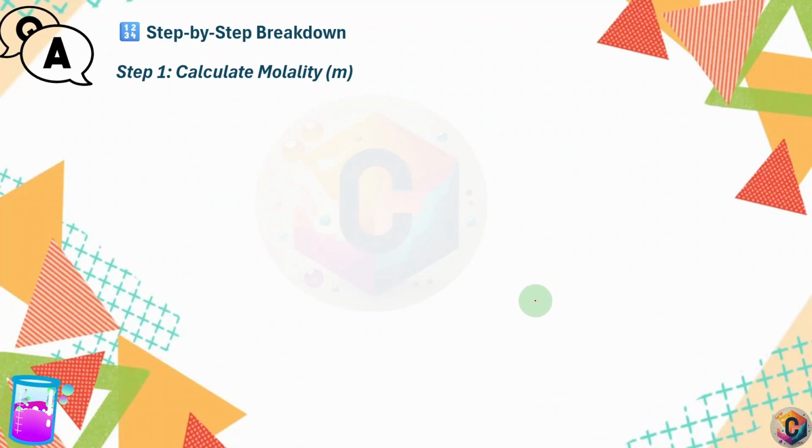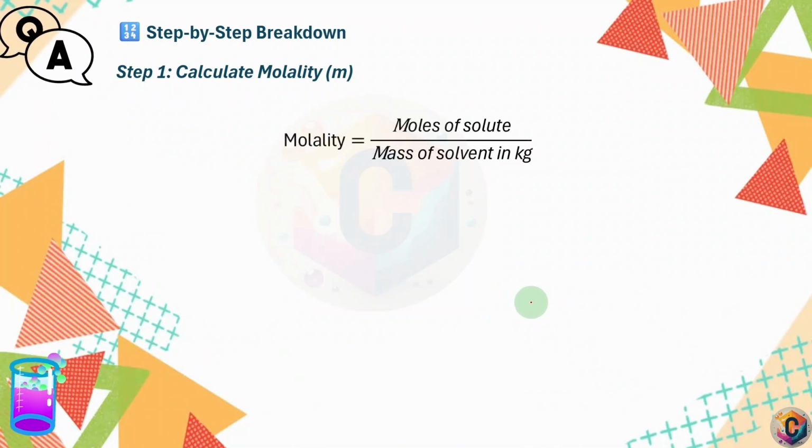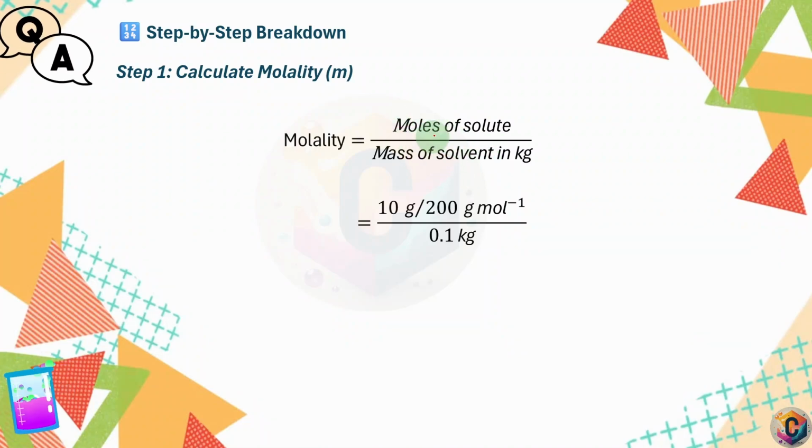First, we'll have to calculate the molality of the given solution. To find the molality, the formula to be used is moles of solute divided by mass of solvent. To find the moles of solute, 10 gram of solute has been given, and the molecular mass is 200 gram. Then we are dissolving it in 100 gram of solvent. In terms of kilogram, it comes to 0.1 kilogram. If we simplify it, the molality of the solution is 0.5 mole per kg.